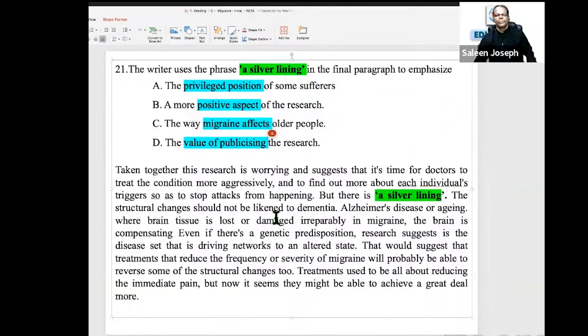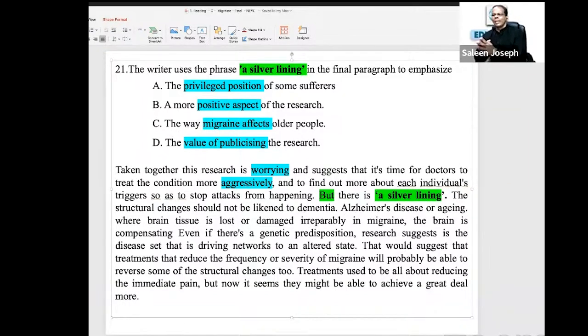Now, what is a silver lining? Taken together, researchers are worrying and suggest that it is time for doctors to treat the condition more aggressively and to find out more about each individual's triggers so as to stop attacks from happening. But there is a silver lining. The structural changes should not be likened to dementia. See, first they are saying this research is worrying, terrible, bad. Like saying OET reading is difficult, OET reading is bad, horrible, I cannot pass. All these things said, and after that, but there is a silver lining.